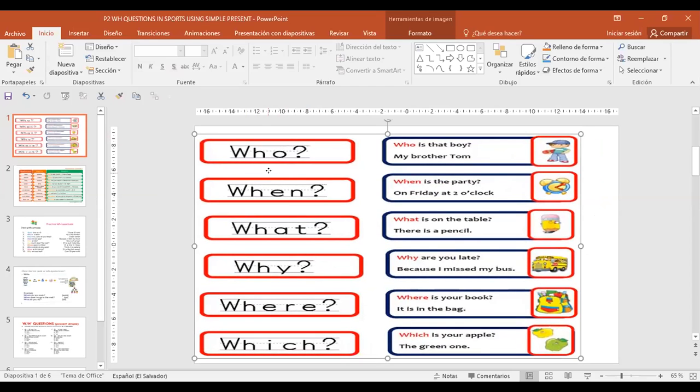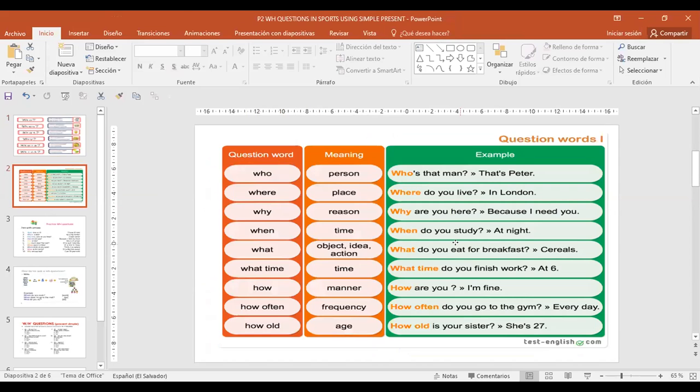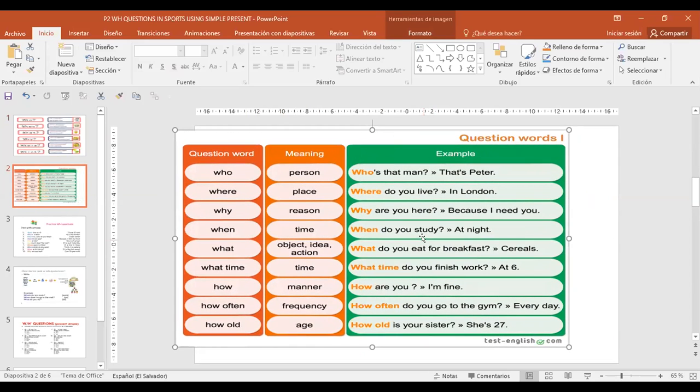Okay, very good. Here I have another slide that says, the question word who means that you're asking for a person. Who's that man? That's Peter. Where? When we say where, we are asking about a place. Where do you live? In London. I live in London. Why? We are asking for a reason. Why are you here? Because I need you. That's a very romantic phrase. Una frase romántica, ¿verdad? ¿Por qué estás aquí? Porque te necesito. Because I need you.